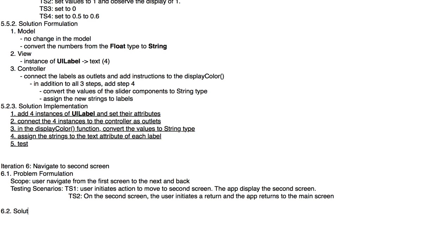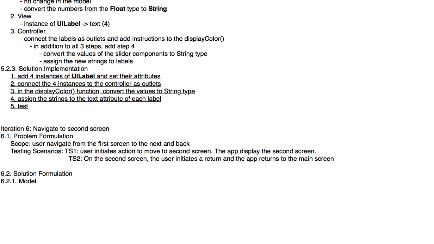Alright, so solution formulation. We have first the model, and the model represents the data and how they are represented here. There is no data. All the work is going to happen on the storyboard, so no change in the model. 6.2 to the view. A lot of work will happen on the view. So to navigate from one screen to the other, you need to have a mean for the user to initiate the navigation and to return from the navigation.